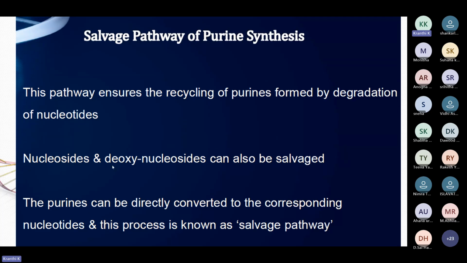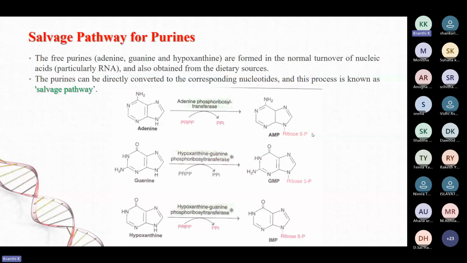So nucleosides and deoxynucleosides can also be salvaged. What is a nucleoside? It means the phosphate will be separated, then the sugar will be separated, and the purines and pyrimidines also will be separated. The purines can be directly converted to the corresponding nucleotides, and this process is known as the salvage pathway. We are not building, right? We are just utilizing them. There's nothing but the recycling. Okay, then this is a salvage pathway.